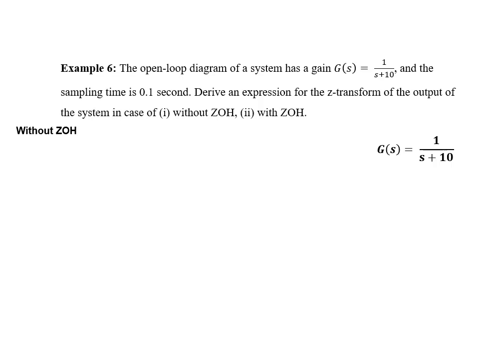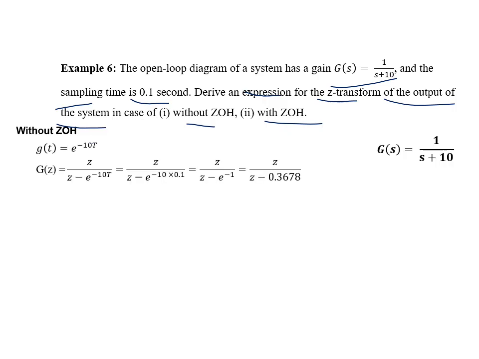We have another example. The open loop diagram of the system has a gain of 1 over S plus 10, and the sampling time is 0.1. Derive an expression for the Z transform of the output of the system in case of without zero order hold and with zero order hold.